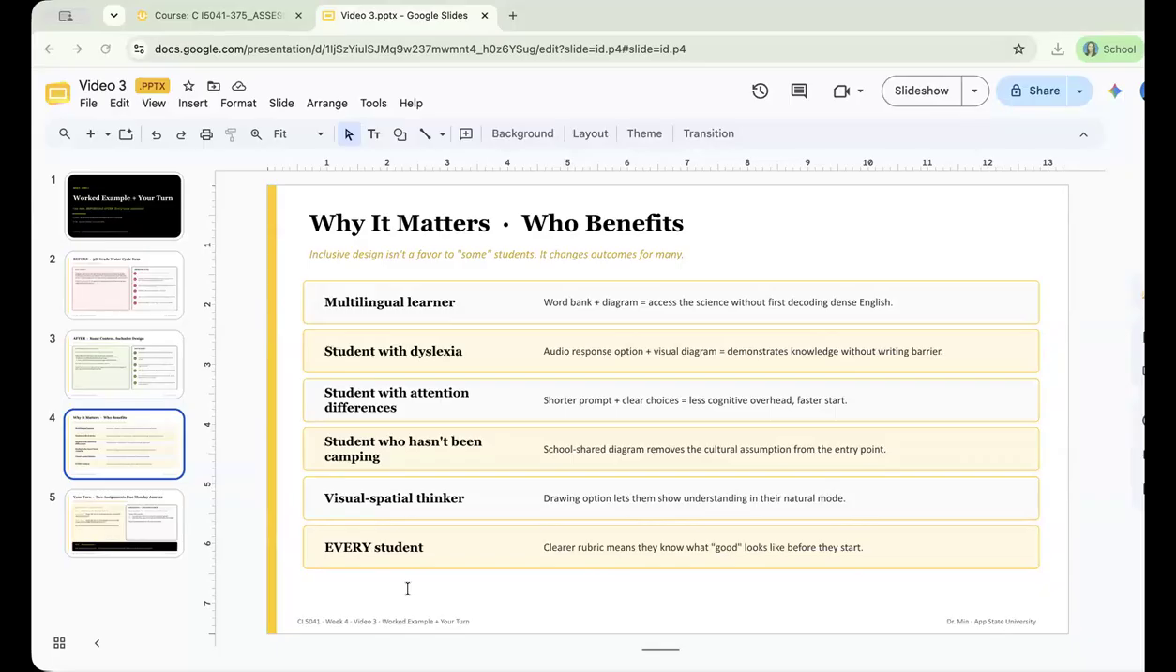This is the core insight you will carry into curriculum specialist work. Inclusive design doesn't add work for some students. It changes the design so more students can show you what they actually know. And once you can name that to colleagues, you change the conversation about assessment quality in your whole school.